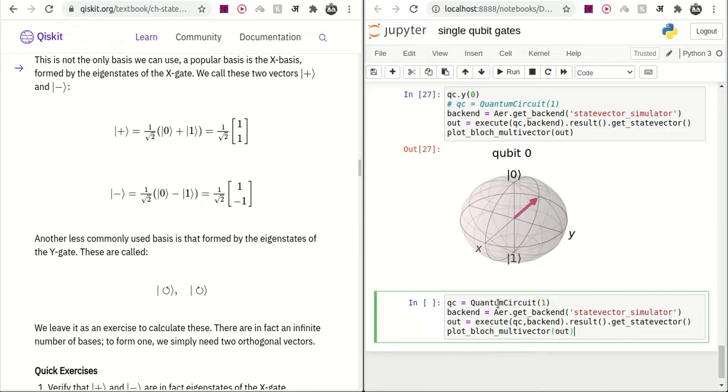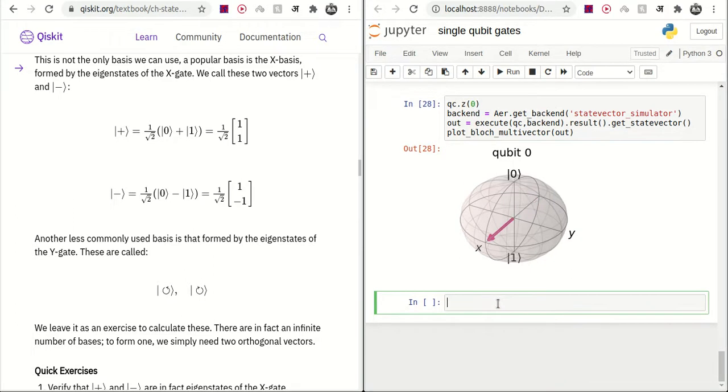So now if we apply qc.z, it has come back to that place. So you can see the rotation is working.